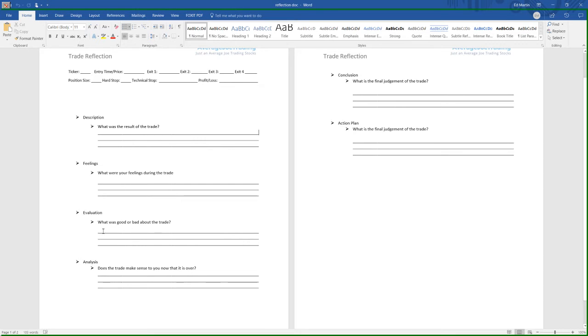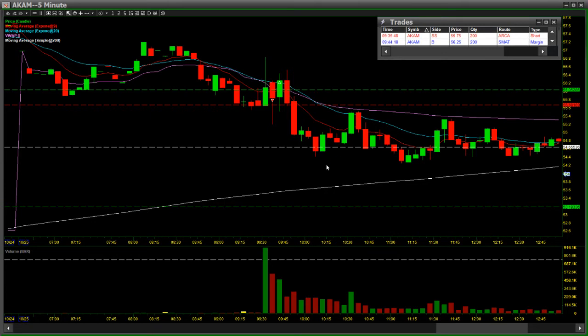Okay, so the evaluation. I've got to be honest with myself. What was good or bad about the trade? I can't see any. The only good about this trade is that I stuck to my stop, and, you know, I got out. That's the only good thing about it. What was bad, I see, is that I anticipated the entry. I rushed it.